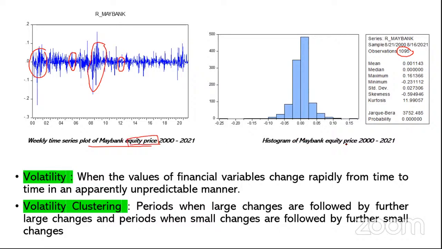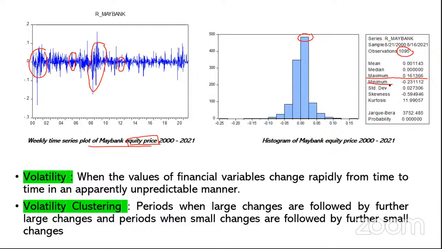This is the histogram. A histogram is used to see the condition of the data. We see that the highest maximum of the stock return is 0.16. This is the highest maximum. And the minimum is minus 0.23. So we cannot see anything below this.